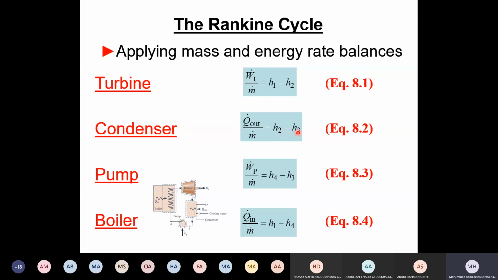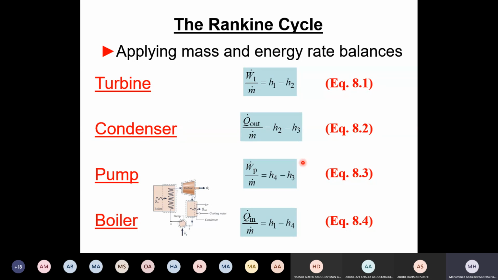For the condenser here, we write the energy equation. So we have Q out is equal to the change of enthalpy from 2 to 3. So Q is equal to H2 minus H3. It is Q out here. Okay, then W pump, it's H4 minus H3. Then boiler, the heat added here in the boiler is equal to H1 minus H4. So these are the analyses from thermodynamics 1 for each one of these components. No mistakes on those here.